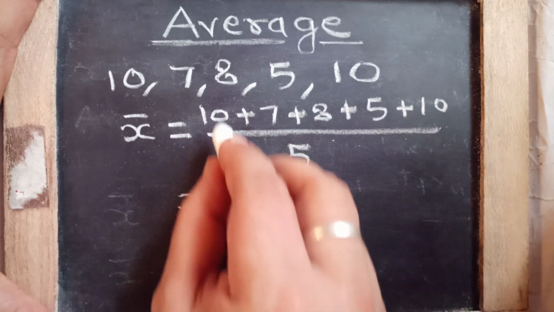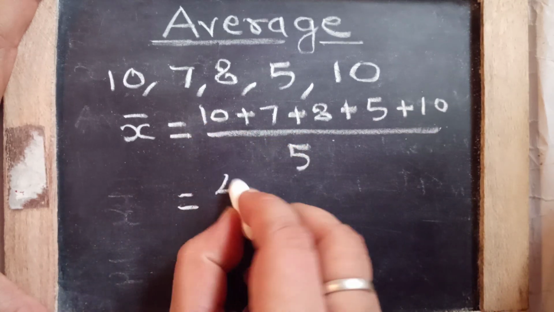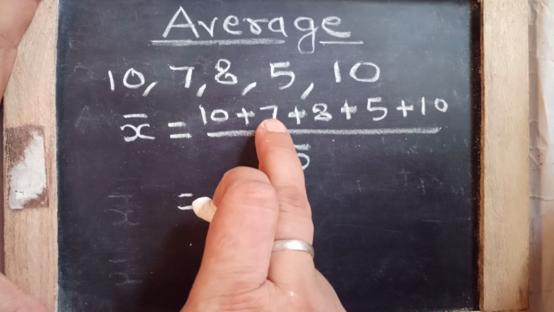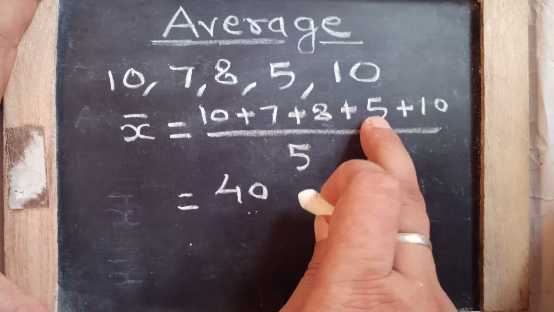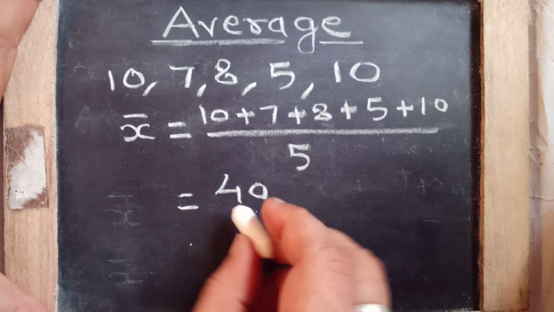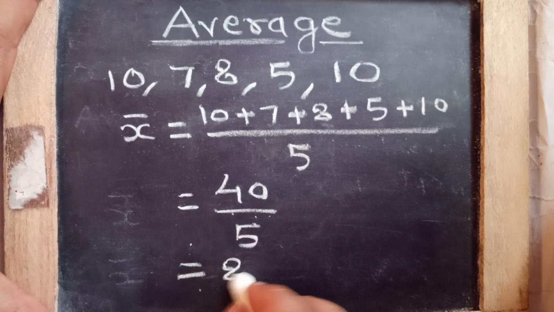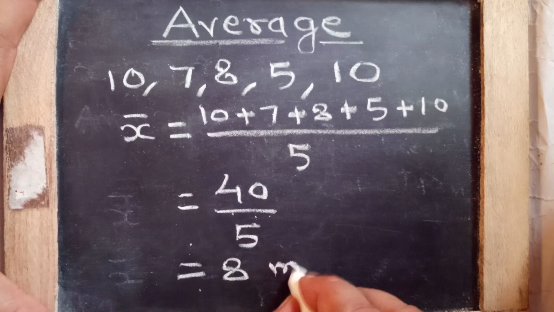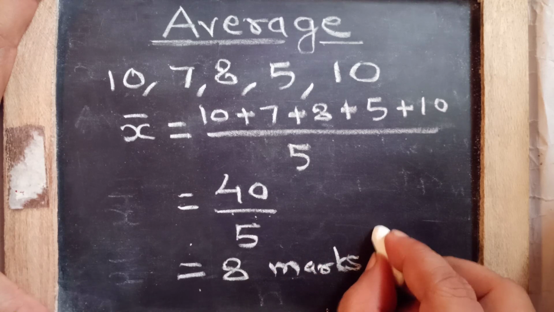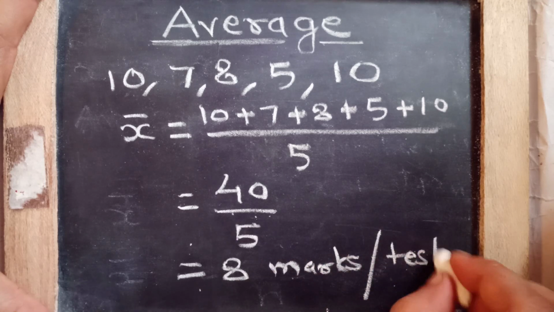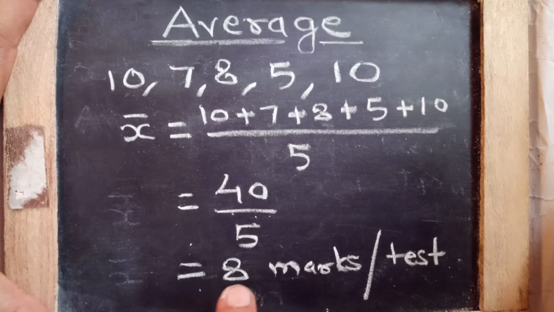By simplifying, 10 plus 7 is 17, plus 8 is 25, plus 5 is 30, plus 10 is 40. 40 by 5 equal to 8 marks per test. This is the required average. This is the marks obtained by Ram in each test.